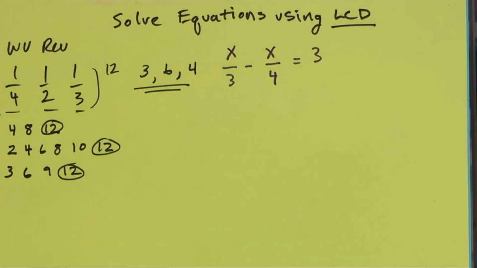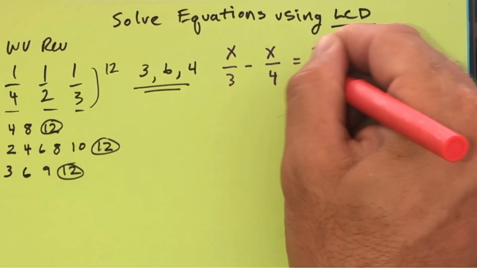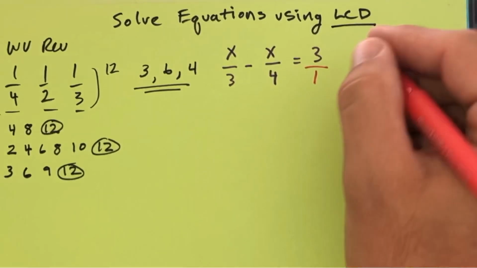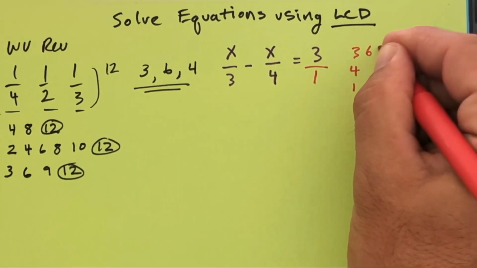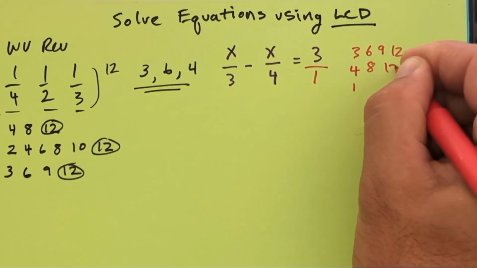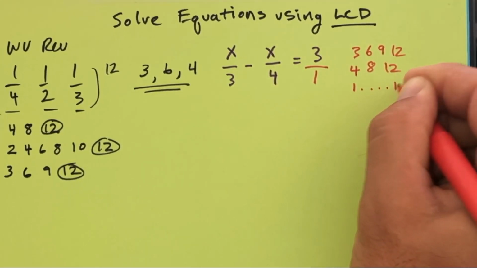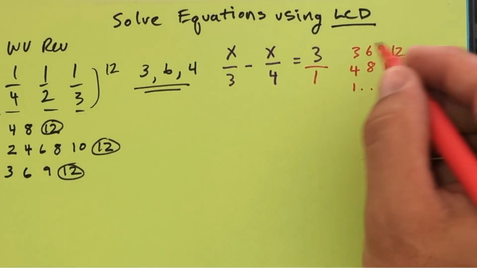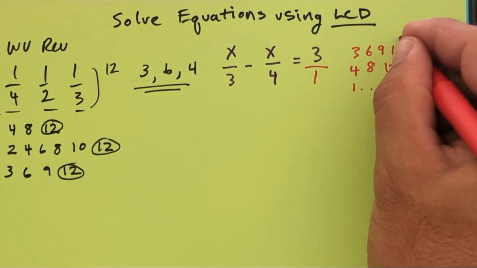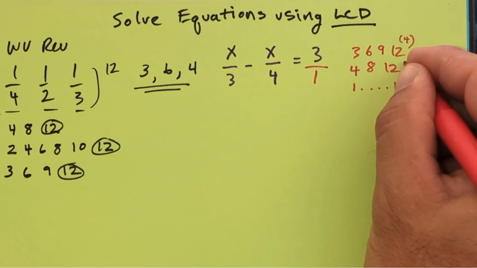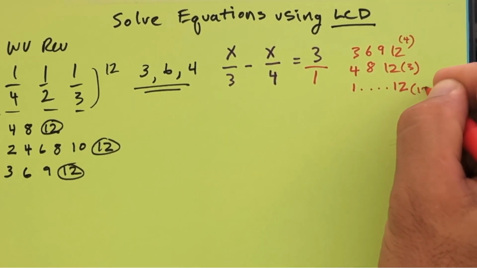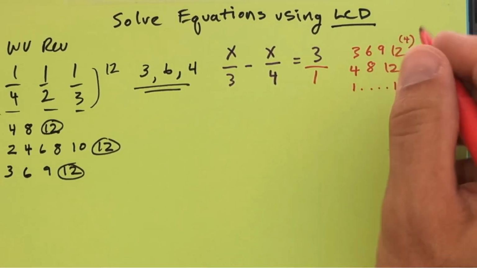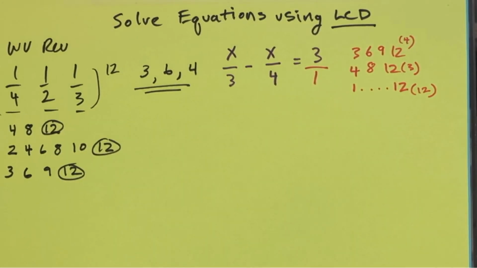What I like to do a lot of times is add that 1 underneath the 3 here, making everything a fraction, and then I can look at the three numbers: 3, 6, 9, 12; 4, 8, 12; and we know 1 goes into every number, so 1 will go into 12. Here I have 3 going into 12 four times, 4 going into 12 three times, and obviously 1 going into 12 twelve times. So that's something to keep in mind as I try to simplify this. So let's look at that.